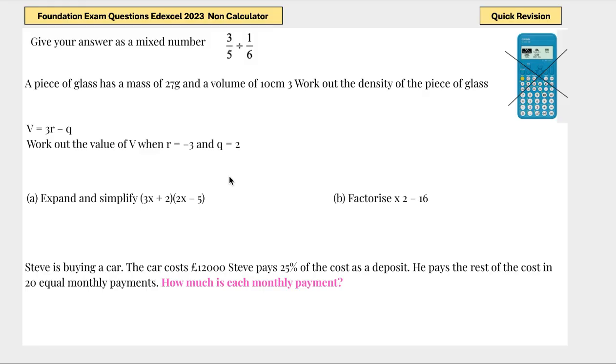Hey guys, this is a quick revision for those people looking at foundation exam past papers. This is from the Edexcel 2023 and obviously it's a new calculator. So we're going to have to use our understanding to solve these questions.